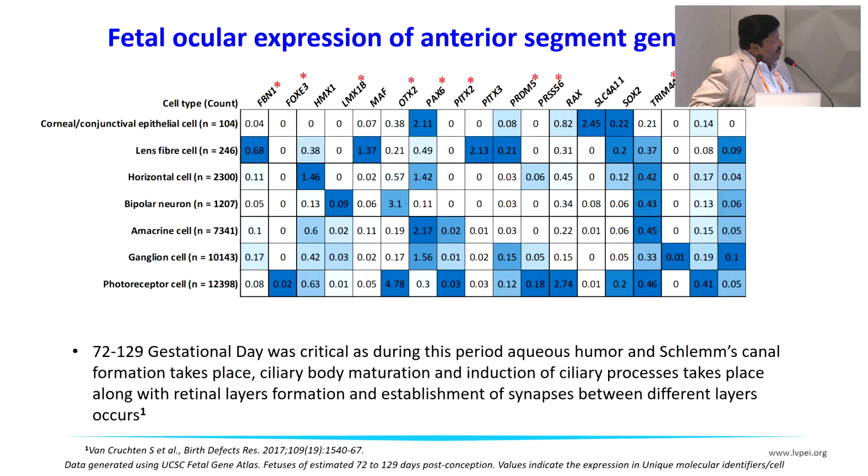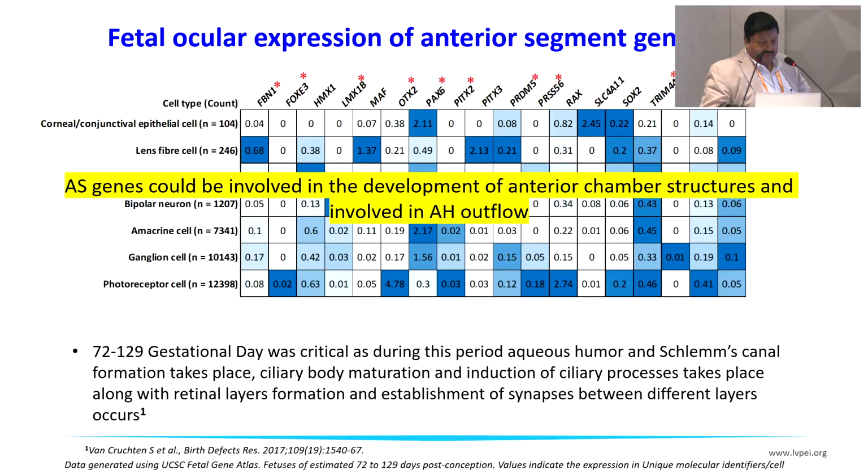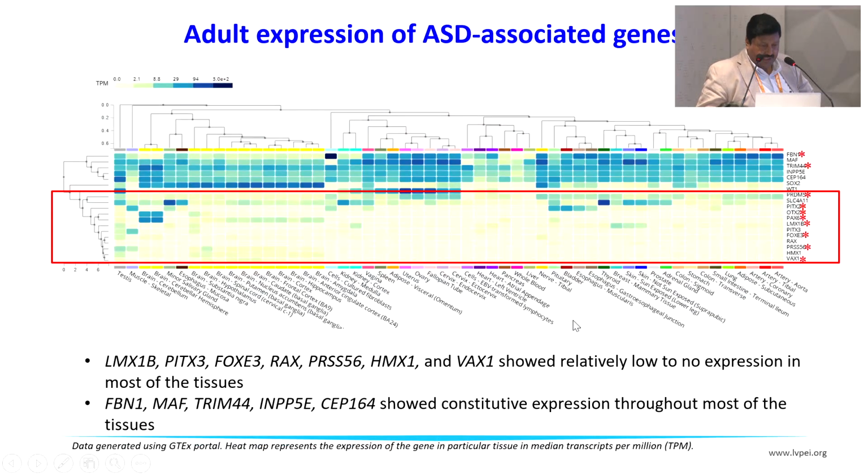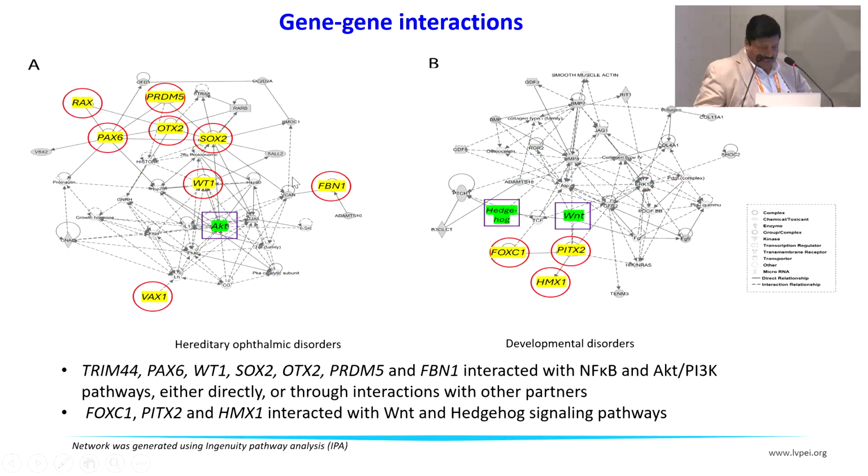We then looked into the expressions of these genes, and we found that anterior segment genes could be involved in the development of the anterior chamber based on their levels of expression. We also found that these are not present in the adults. These are more expressed in the childhood cases.